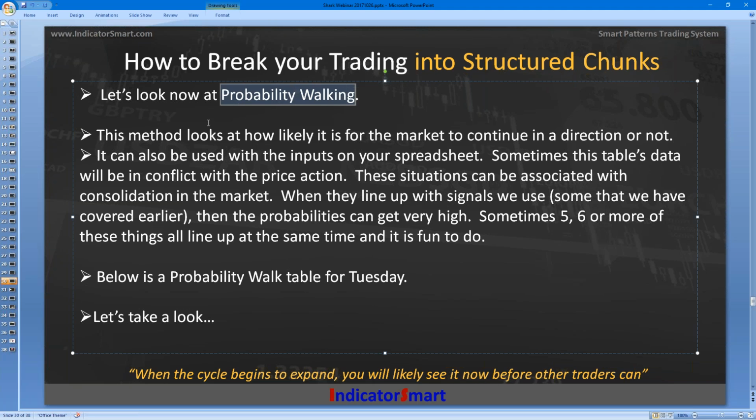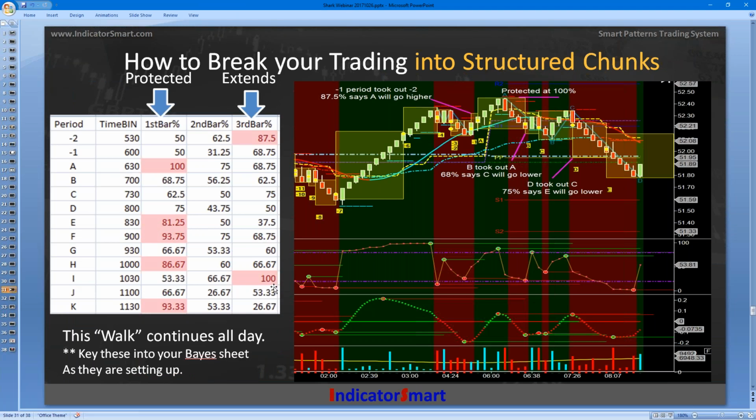So let's look at probability walking. A probability walk table is something that I developed, and it enables you to look at the market every 30 minutes and tells you what it's going to do, or what it has done historically is a more accurate way of saying it. But I can also key these into my base sheet. There's a 3-period probability walk table. I use it in the oil trading room a lot. So what does this tell us?